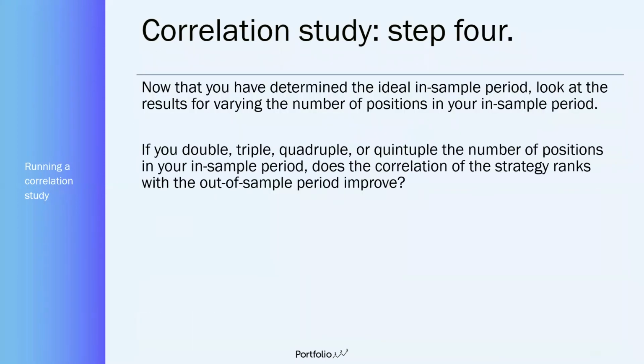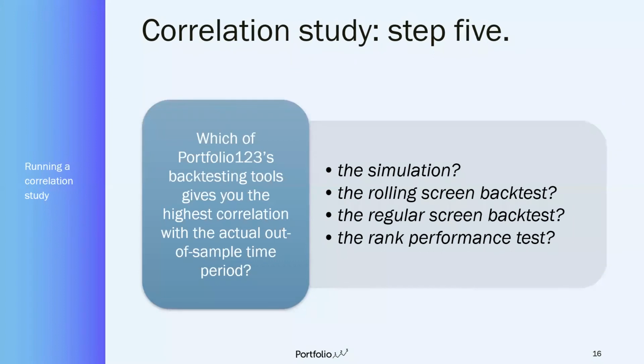Now, step 4: now that you've determined the ideal in-sample period, you look at the results for varying the number of positions in your in-sample period. If you double, triple, quadruple, or quintuple the number of positions in your in-sample period, does the correlation of the strategy ranks with the out-of-sample period improve? In my experience, about 2 to 5 times the number of positions gives me better results than using the same number of positions. It's not a huge difference, but it is significant.